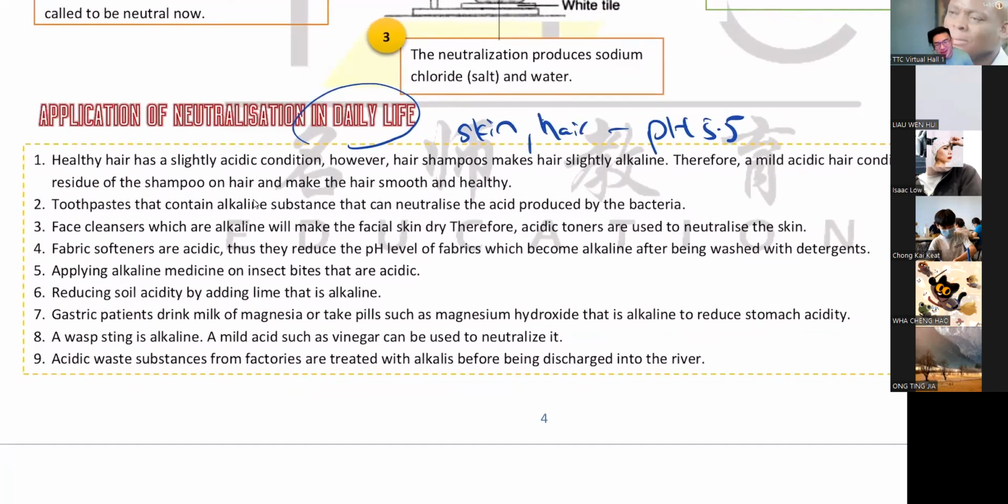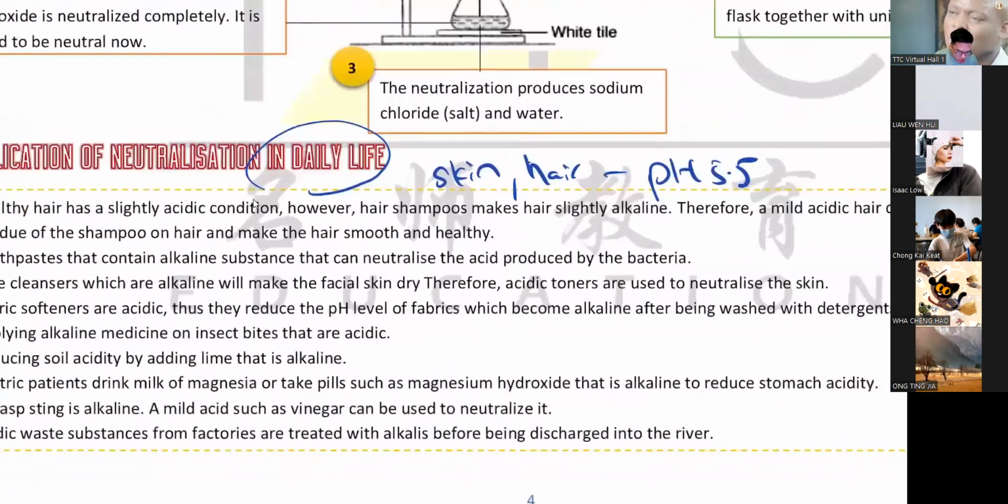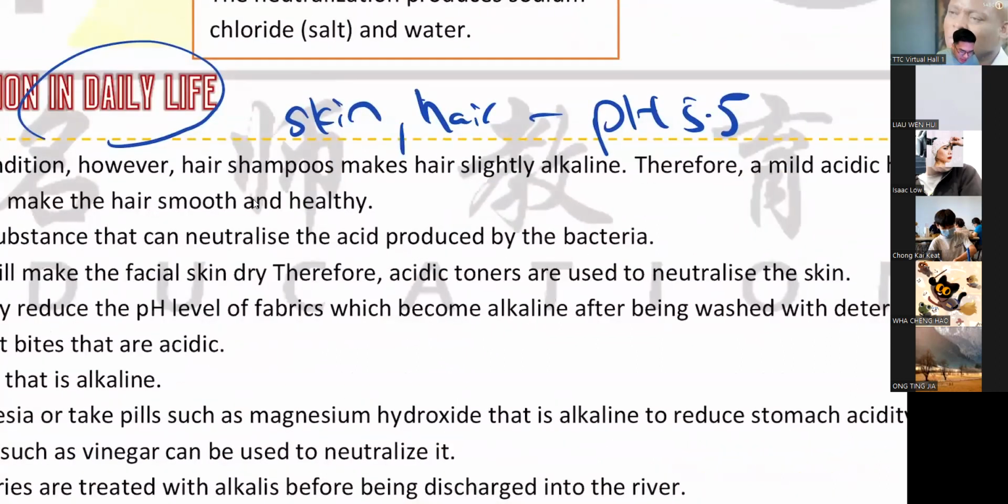All right, anyway, moving on. So your hair and your skin is pH 5.5. Here's the problem. Your shampoo is alkaline. Yeah, I'm not jealous at all. Anyway, so your shampoo is alkaline.